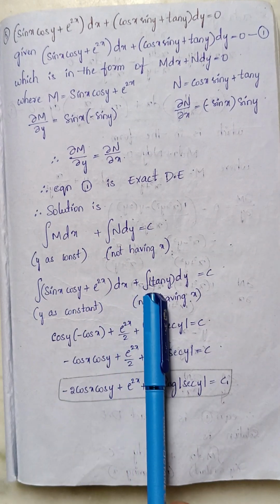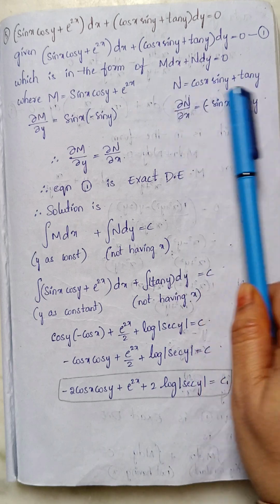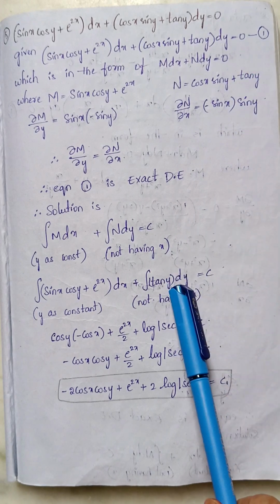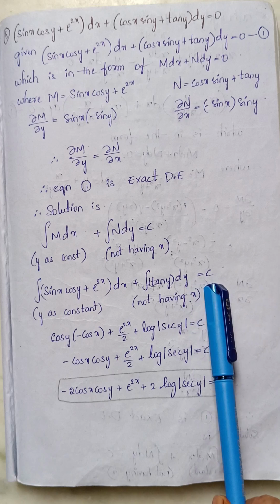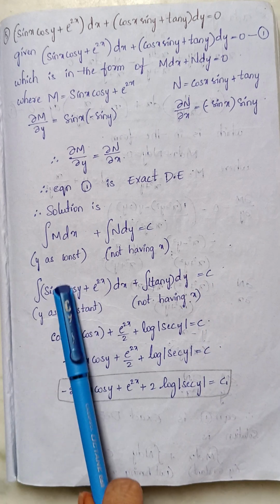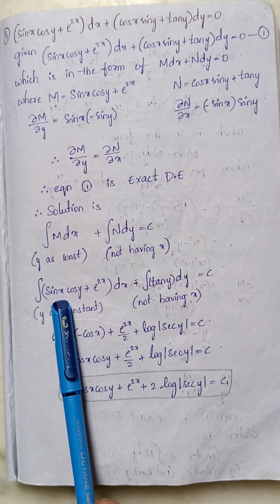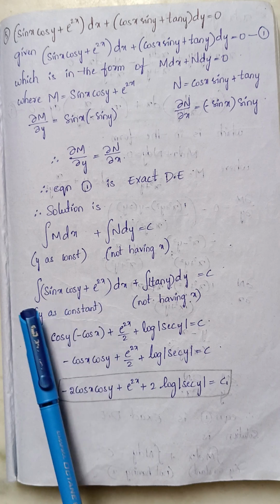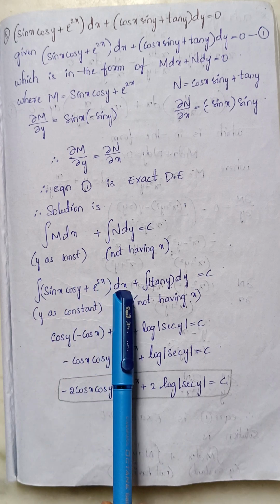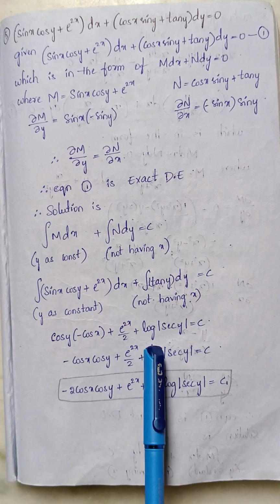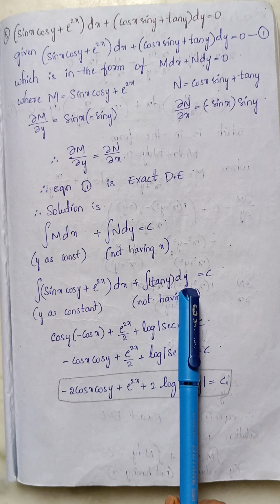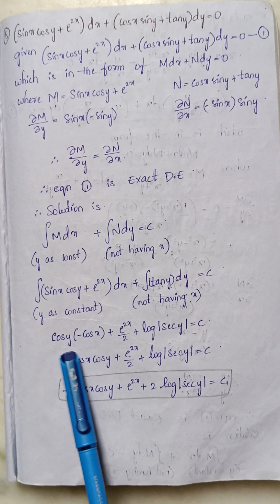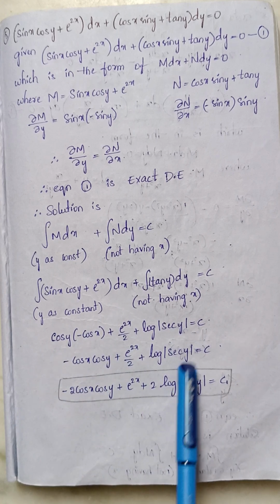Write here m into dx. Here not having x terms in n, here we have x term, so we should not take this term. Here in this term there is no x term, that's why we can take this tan y here into dy equal to c. Now y as a constant means cos y is constant, take it as it is, integration of sin x into dx is minus cos x by using the formula, and plus here integration e power ax means e power ax by a, what is a here, 2, e power 2x by 2, plus here tan y with respect to y, integration of tan y is log mod sec y equal to c as it is. Here cos x into cos y minus e power 2x by 2 plus this equal to c.